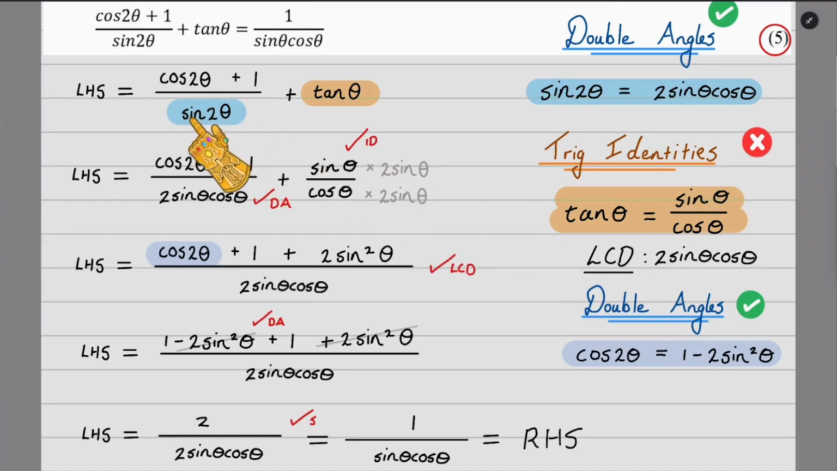The first mark comes from changing sine 2 theta to 2 sine theta cos theta using your double angle identity over there. Second mark comes from changing tan to sine over cos. Remember to tan your socks. Tan equals sine over cos. That's how I remember it. Third mark comes from our LCD. The fourth mark comes from the double angle identity we apply to this cos 2 theta. And the last mark comes from simplifying this, cancelling your terms to get this expression over there. And that wraps up our identity.